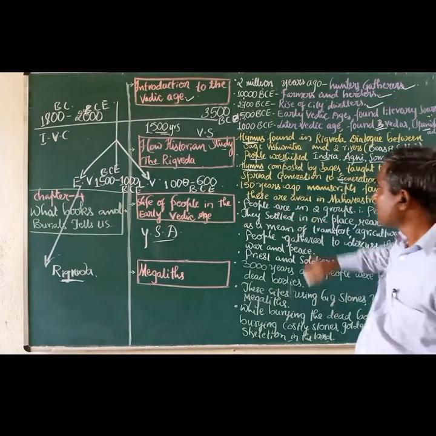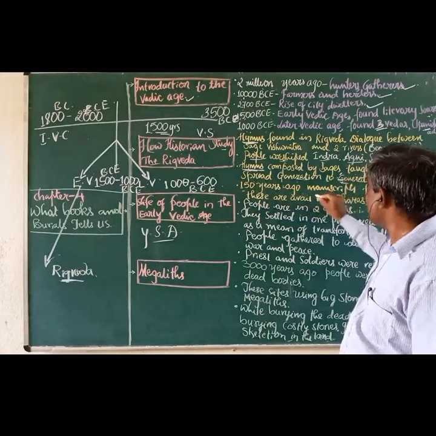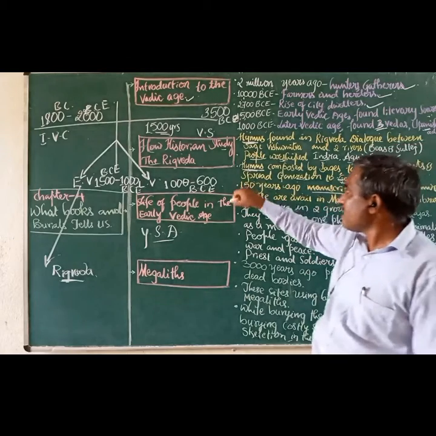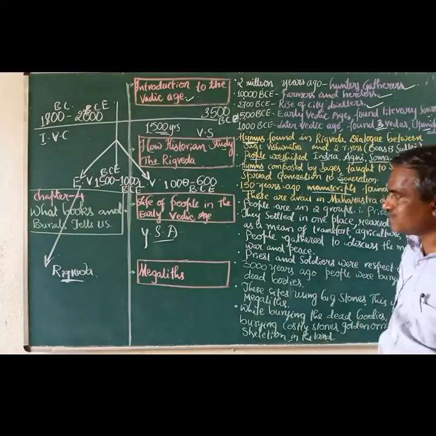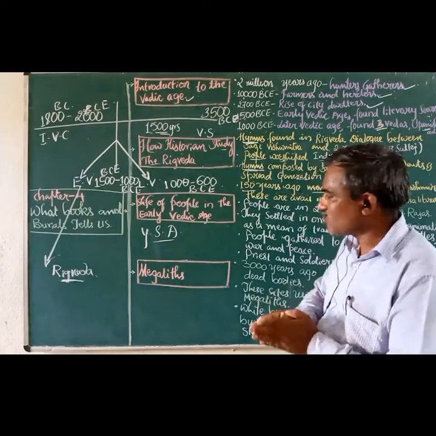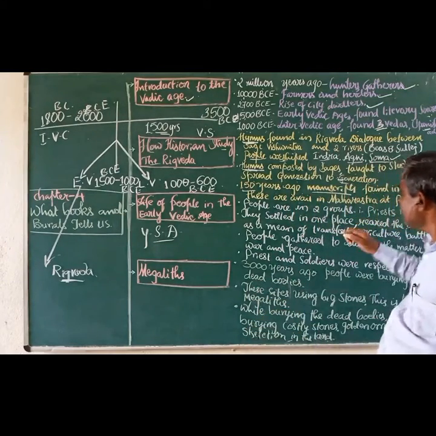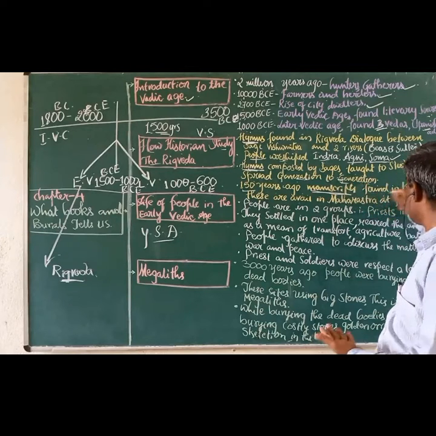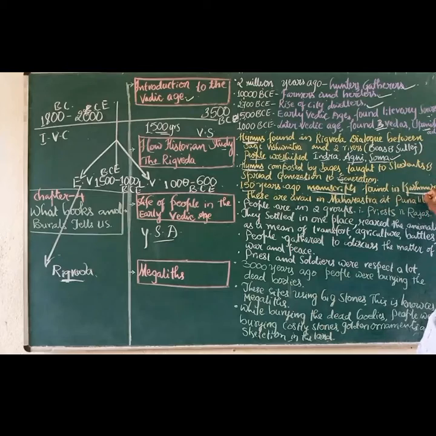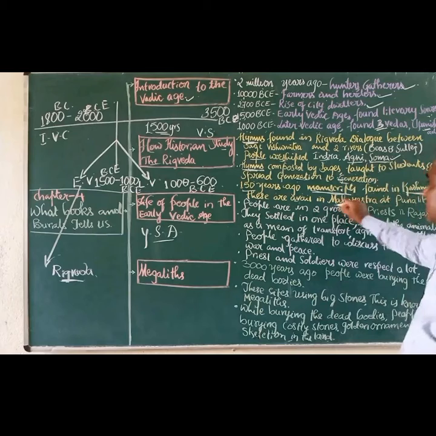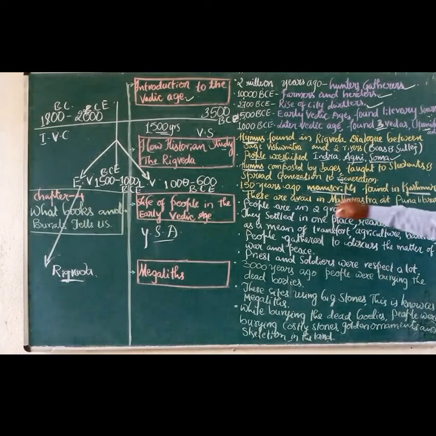And 150 years ago, manuscripts were found in Kashmir. You know, 150 years ago, a manuscript means the documents which were written on stone. These manuscripts were first found in Kashmir. Next, they are available in Maharashtra at present. These are the manuscripts we got 150 years back.